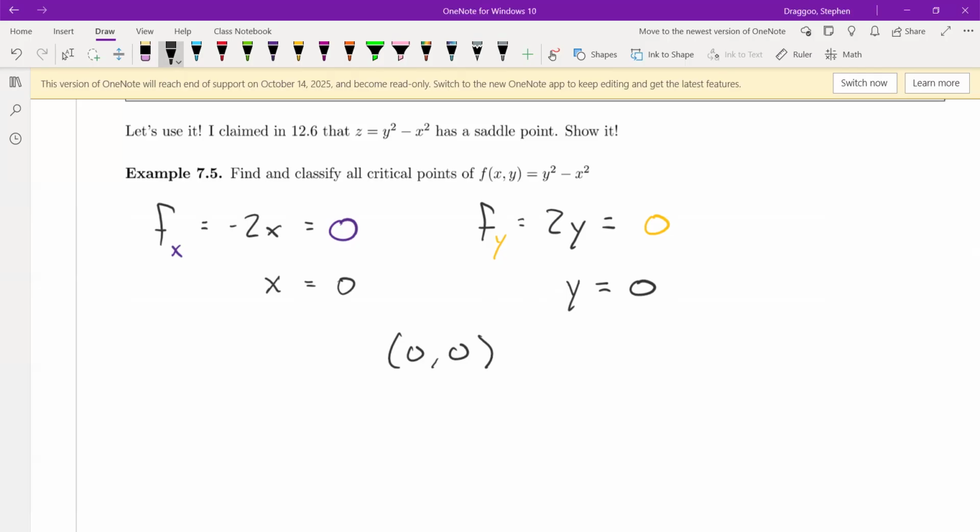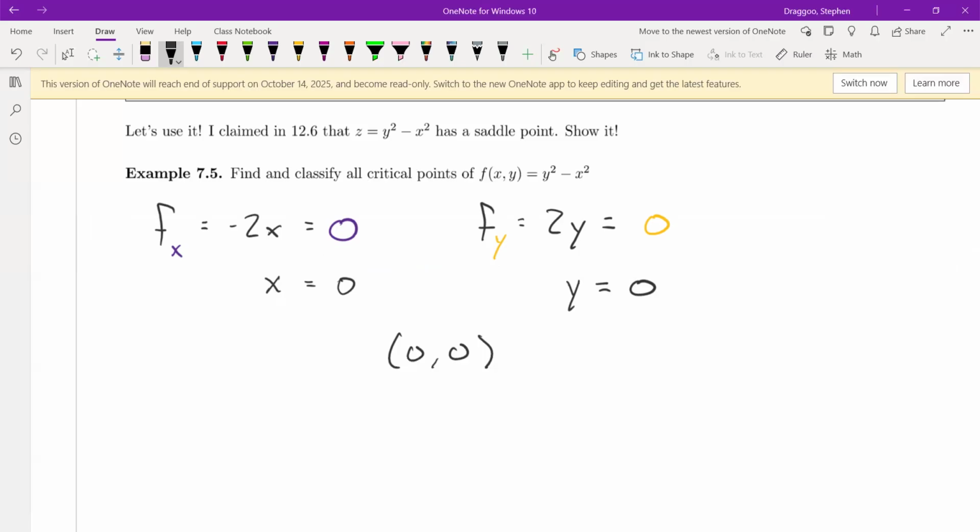All right, so we found our critical point. Now we have to classify it, which means we need our second order partial derivatives. Hi. Would the critical point be at 0, 0, 0, the z value? Do we need the z value? I'm going to argue no, we won't.